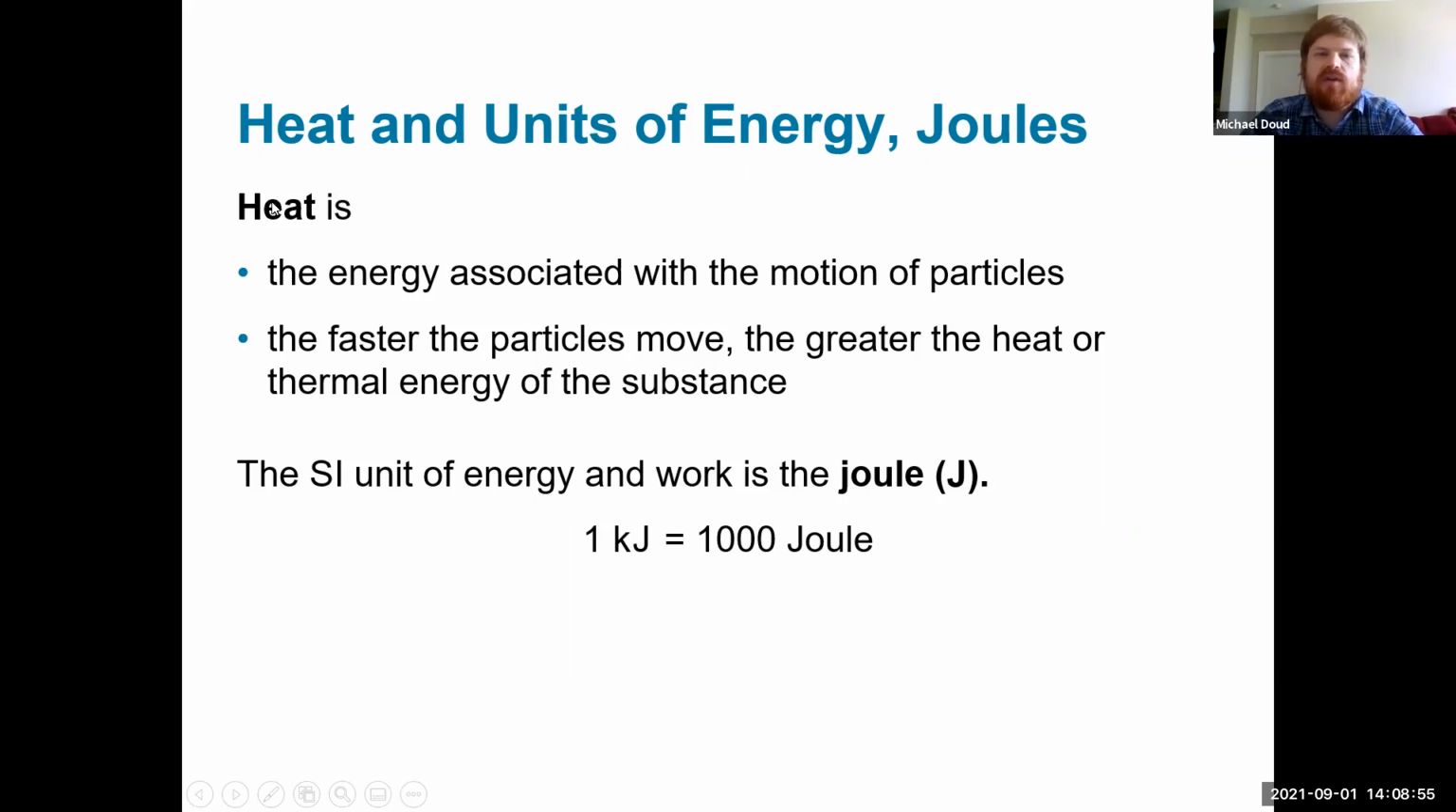When we talk about heat, we're talking about the energy that's associated with the motion of particles in a substance. Think about something hot versus something cold, for example, ice water versus boiling water. Of course, they're both made of water, but we would definitely notice the difference if we plunged our hand into the boiling water or the ice water. The difference is the motion of the molecules. In a hot water sample, the molecules are moving very fast. In ice water, they're moving very slow.